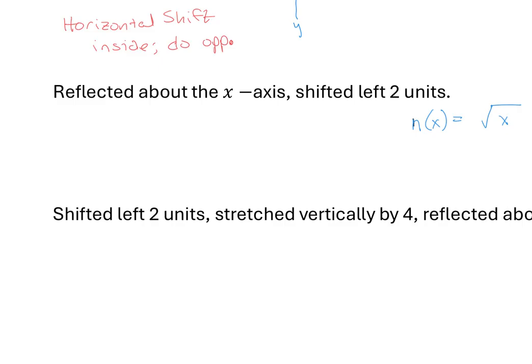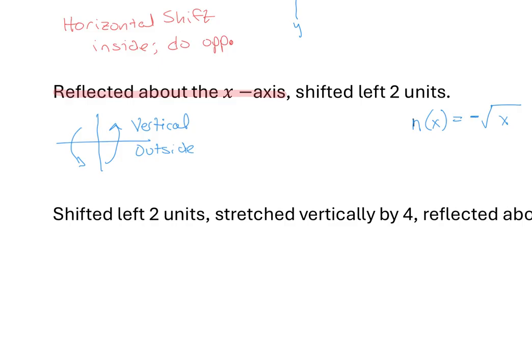All right, so for this one, we have reflected about the x-axis. And so when I think about this, we are going this way. And so this is vertical. It is going to be outside, and it will be a negative outside.